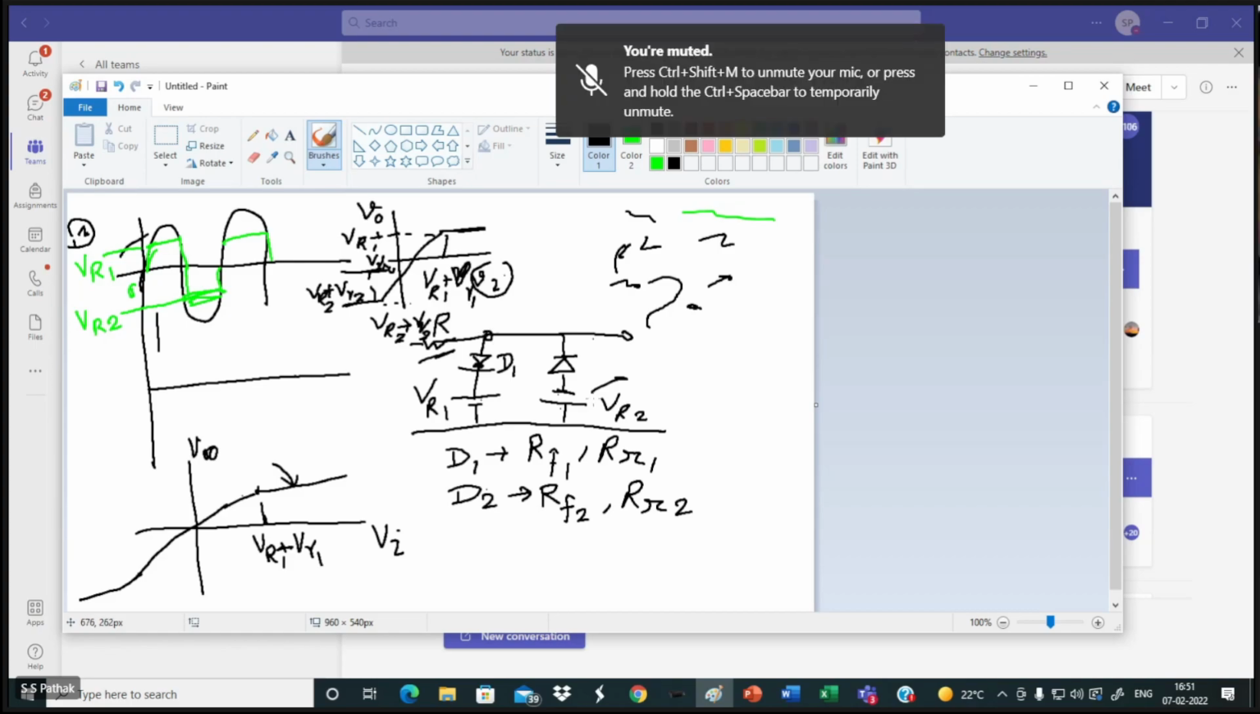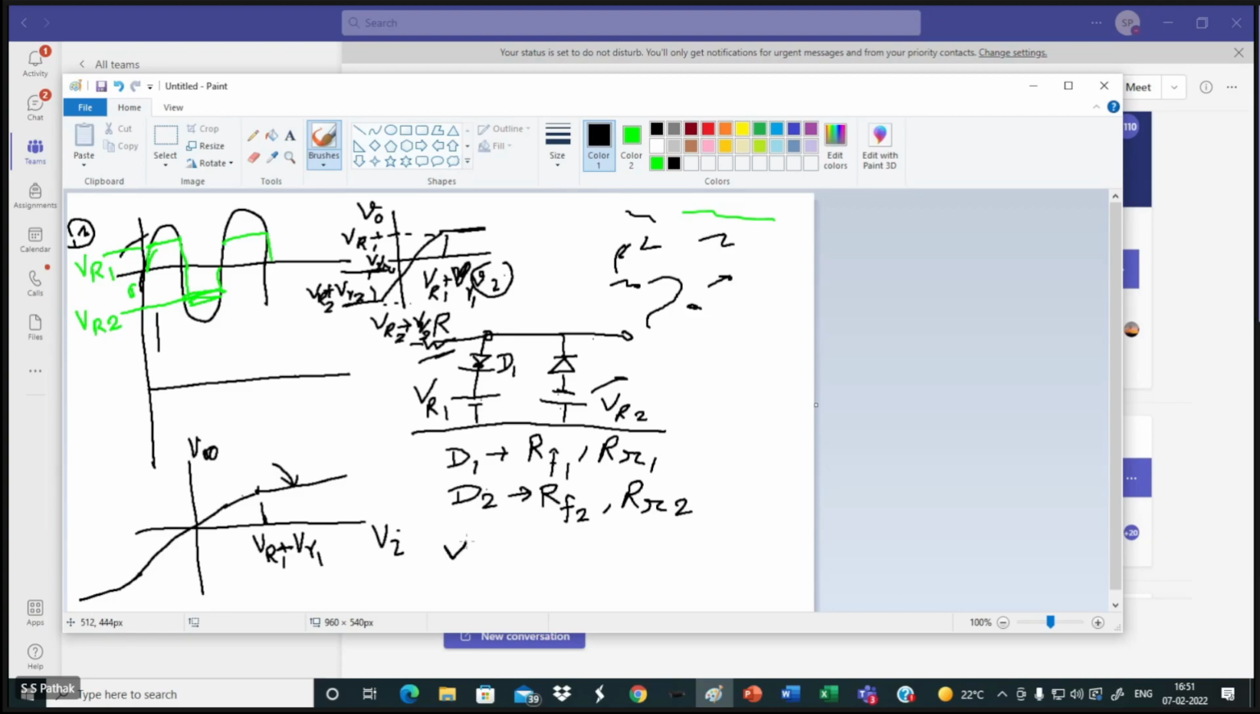It will be VR1 plus or minus. Check it. VR1 is appearing here. Then the drop across this D1 is also getting added to VR1. Across this is becoming greater than that, so it's forward bias. So this resistance will be RF1 divided by R plus RF1.